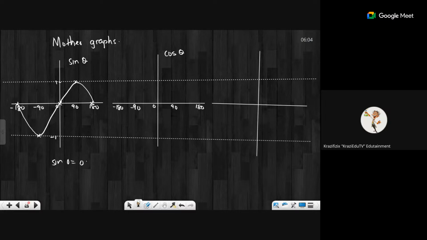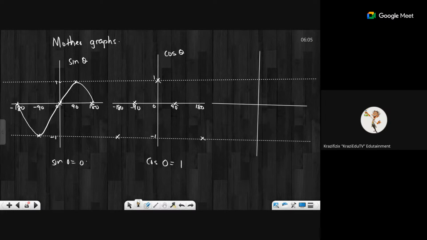Quickly, you check your calculator. Cos 0 is 1. Oh, that one goes there. This would just keep moving. That would go there. The mother graphs help you quickly.